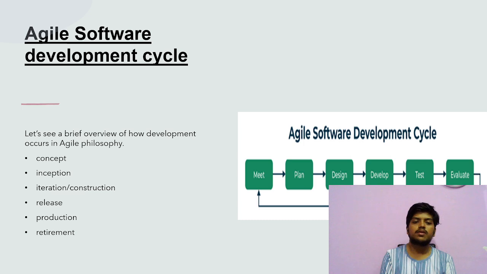Agile software development cycle. Let's see a brief overview of how development occurs in the Agile philosophy: concept, inception, iteration or construction, release, production, and retirement.